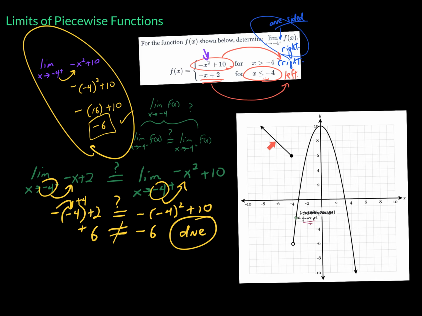If you were to continue negative x plus 2, you're probably saying, oh, it probably has a y-intercept of 2. Well, you're right. It would continue. That is a line, but we don't use the line all the time. We only use the linear function when x is less than or equal to negative 4. As you can see, we are approaching 6 from the left, yet we're approaching negative 6 from the right. The limit does not exist.